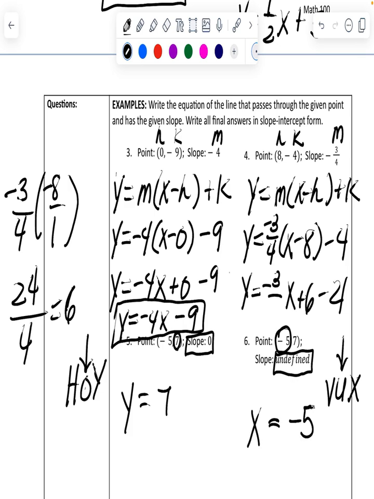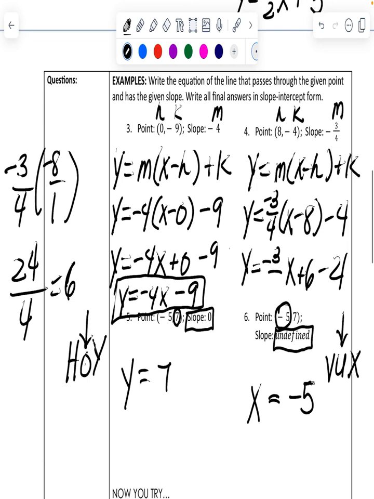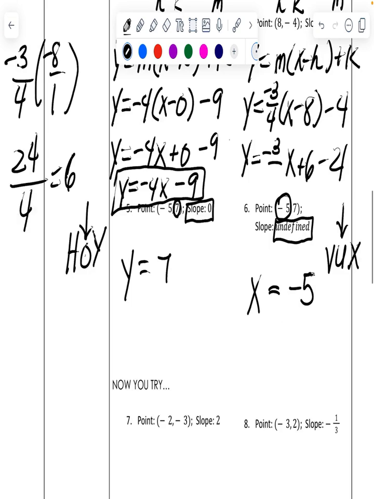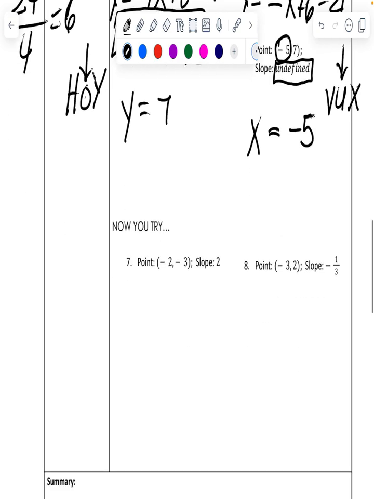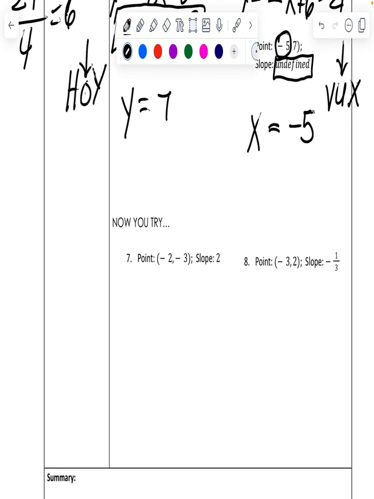All right, so if you have any questions, make sure you come to me and ask. But in the meantime, I want you to complete these last 2 problems and check them against the answer key before you move on to your homework today.